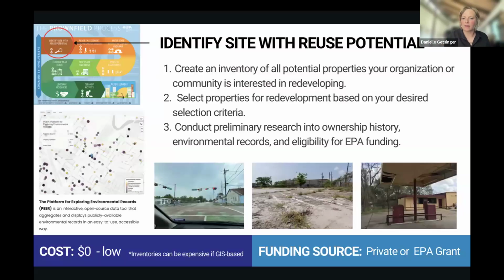And I think that may be on the next webinar. So let's get into the first step of this process. And the first step is identifying your site.